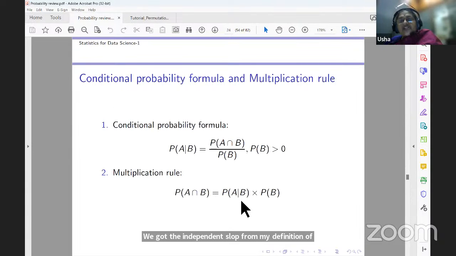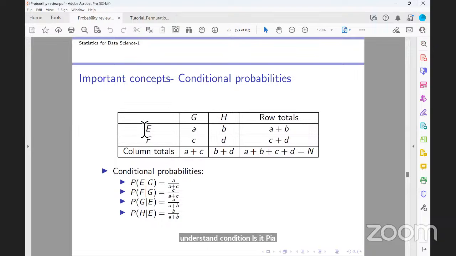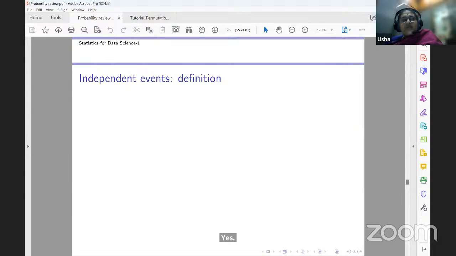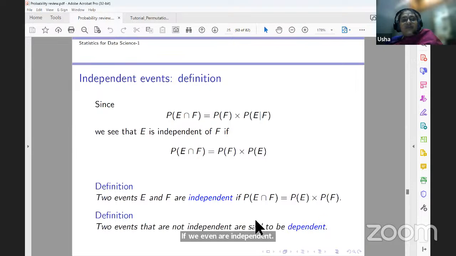And how did we get our conditional probability? Remember this table. If you remember this table, you'll understand conditional probability. And from that conditional probability, you know that if two events are independent, the probability of the intersection is the product of the probabilities. Two events that are not independent are said to be dependent events. Is this clear?